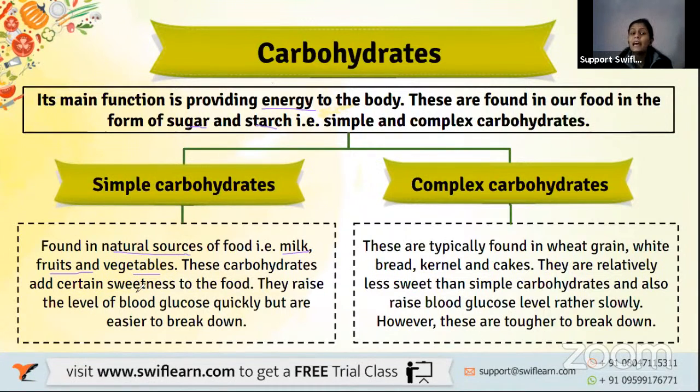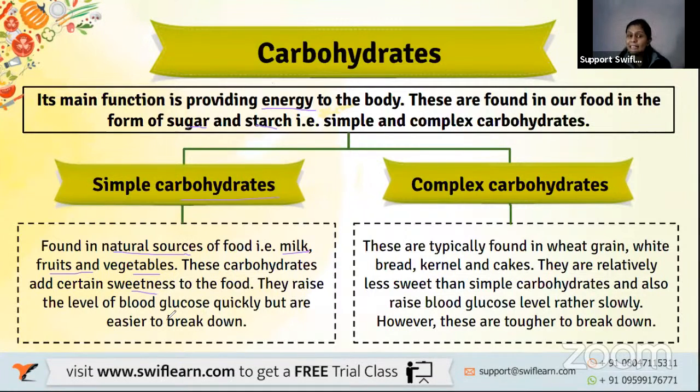These carbohydrates add sweetness to the food. When you eat fruits and vegetables, some vegetables, like when we eat carrots or some other vegetables, there is a natural sweetness in them. What is the reason for that natural sweetness? Because the carbohydrate is present in them, because of which they taste a bit sweet. So they raise the level of blood sugar glucose quickly but are easier to be broken down.